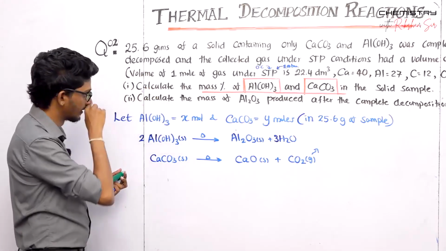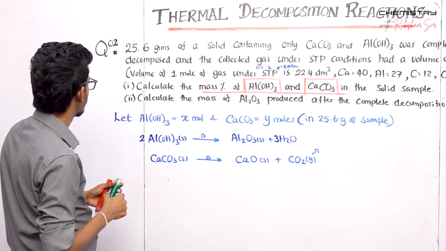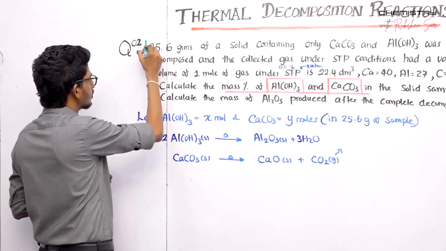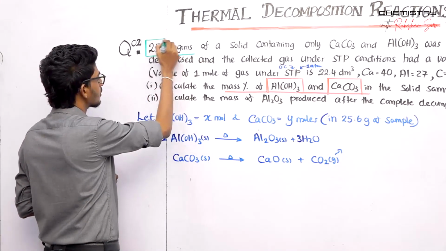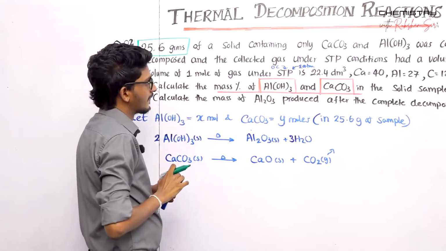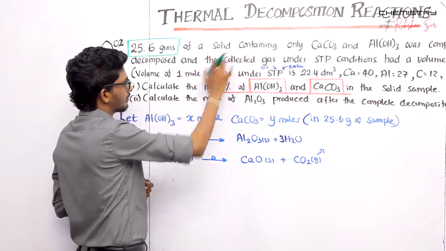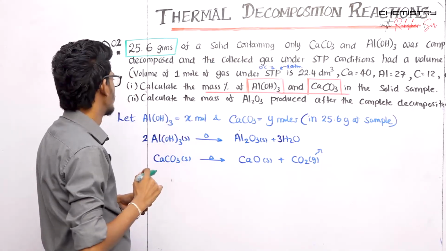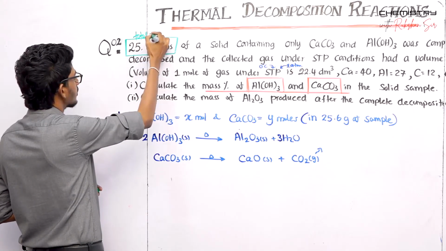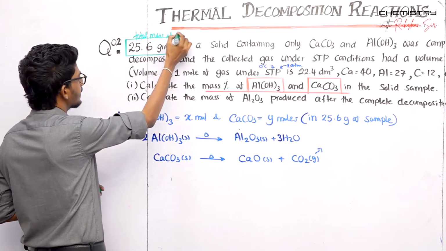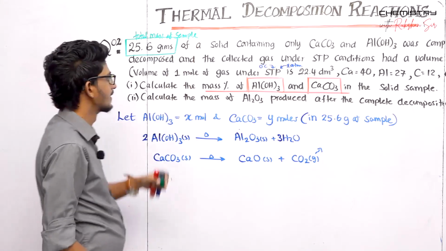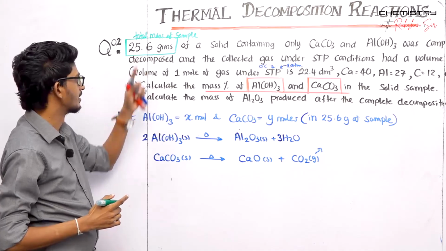So what are the 2 data points appearing here? One data point is this thing, 25.6 grams. So we know about this one. That is the total mass of the solid sample. It is one data point. We can come up with a simultaneous equation for that data point.